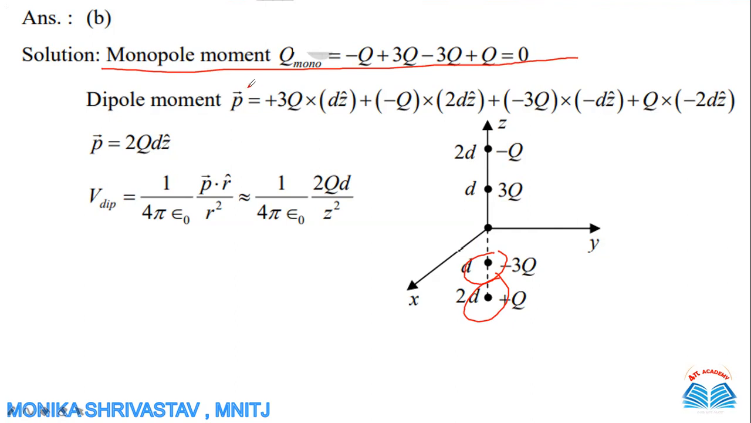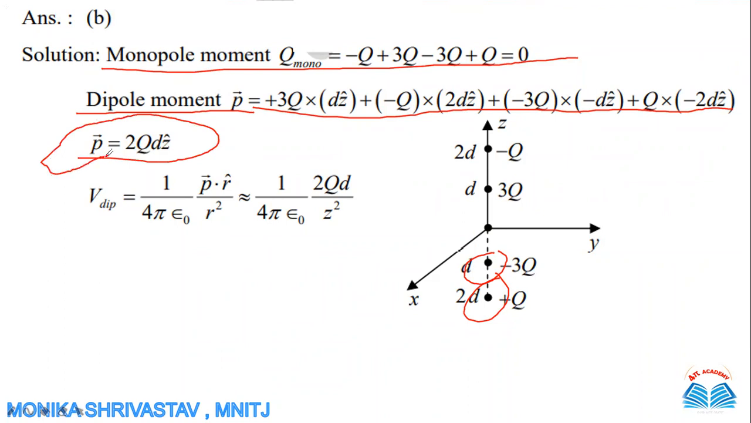Now we will calculate the dipole moment. What is the formula for dipole moment? P equals charge into distance. So we take the charge and its distance from the center, and we do this for all 4 charges. So we are getting some value for the dipole moment. If there is some value, that means a dipole moment exists. And I have told you, if there is a dipole moment, then the potential will vary inversely as the square of that distance.